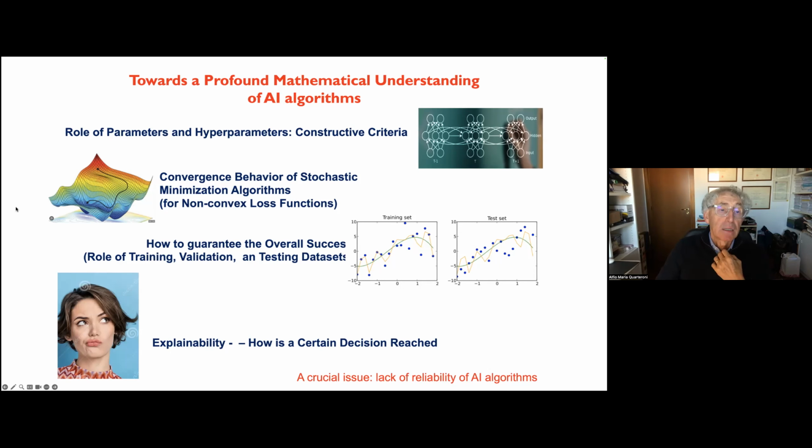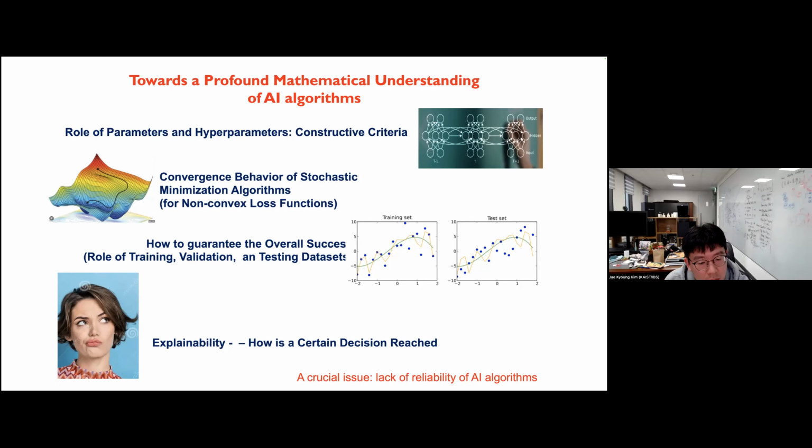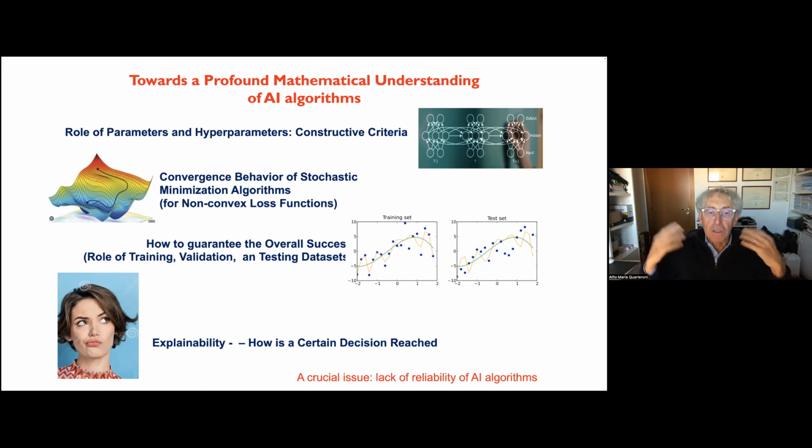Another aspect is that once you have decided how to build up your network, you have to find the parameters and the hyperparameters that minimize the loss function, namely the discrepancy between what you are predicting and what was true in the set of validation data, say. So you have to minimize loss functions that depend on many parameters, sometimes on hundreds or thousands of parameters.